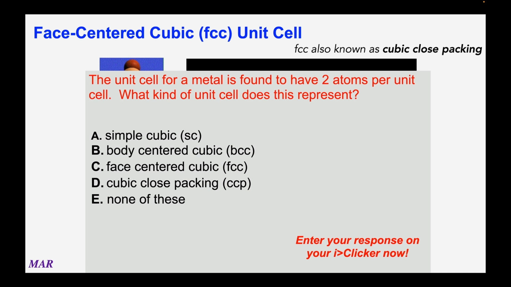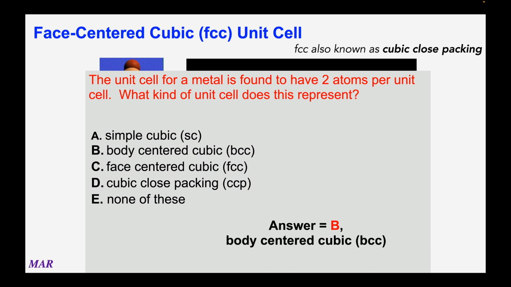What kind of unit cell does this represent? And there's all those different choices right there. Well, if you remember from what we just talked about, simple cubic, answer A, is 1 atom per cell. Answer C, face-centered cubic, is 4 atoms per cell, and face-centered cubic is the same, for us anyway, as cubic close packing, the CCC, answer D. But body-centered cubic, BCC, that has 2 atoms per cell. So the answer here would be B. BCC, body-centered cubic, 2 atoms per cell.